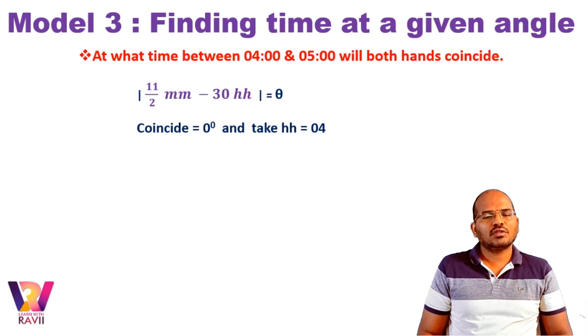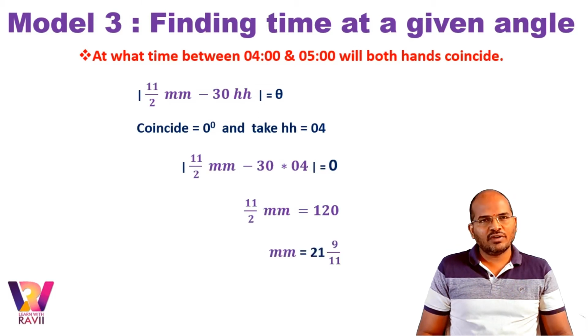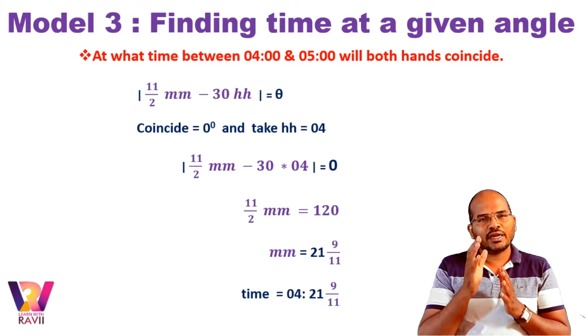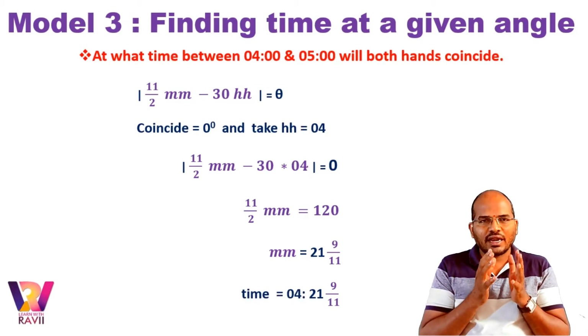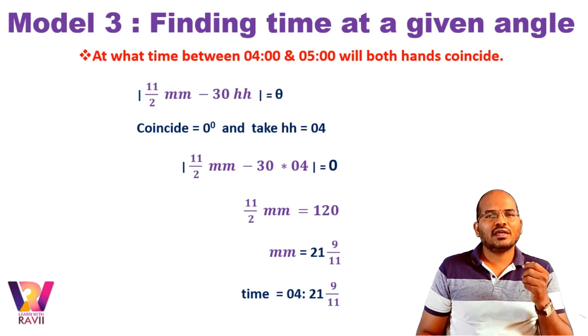Now plug in the values. 11 by 2 mm minus 30 into 4 is 0. So we get the value of mm as 21 and 9 by 11. The time would be 4:21 and 9 upon 11. At that time the angle between the minute hand and the hour hand would be 0.